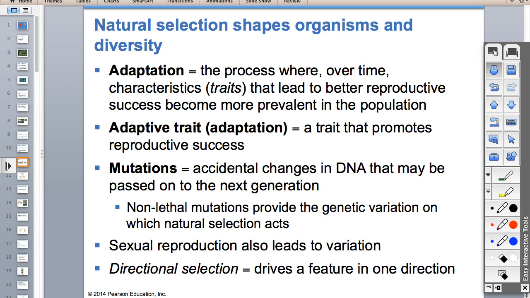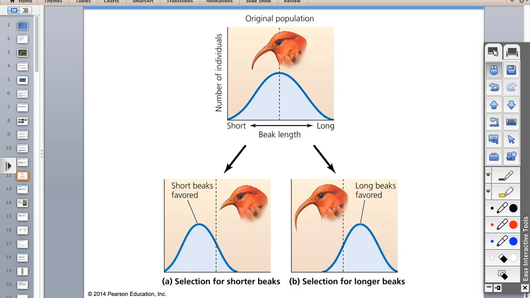So, I guess there it is. So this is directional selection only. I don't think I have pictures for the other one. But like I said, short beaks or long beaks, that's directional.